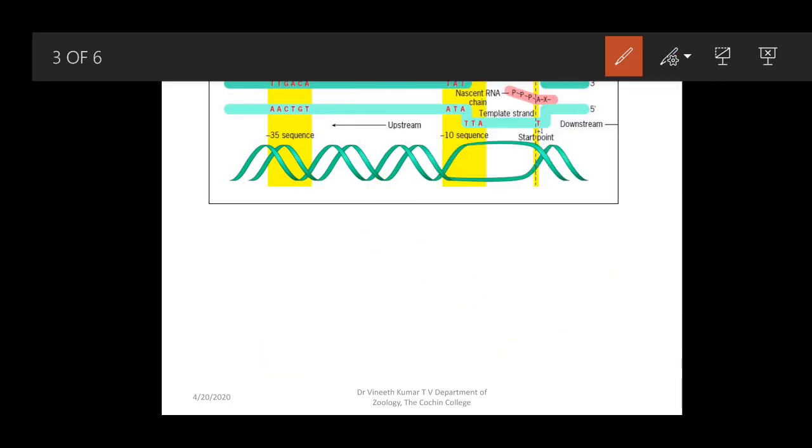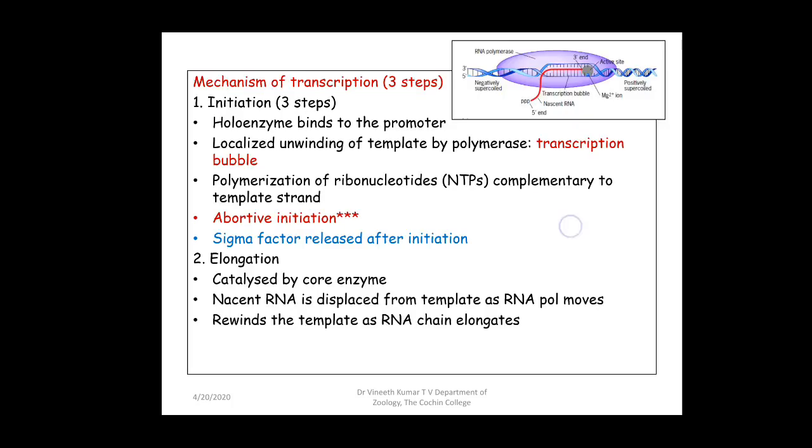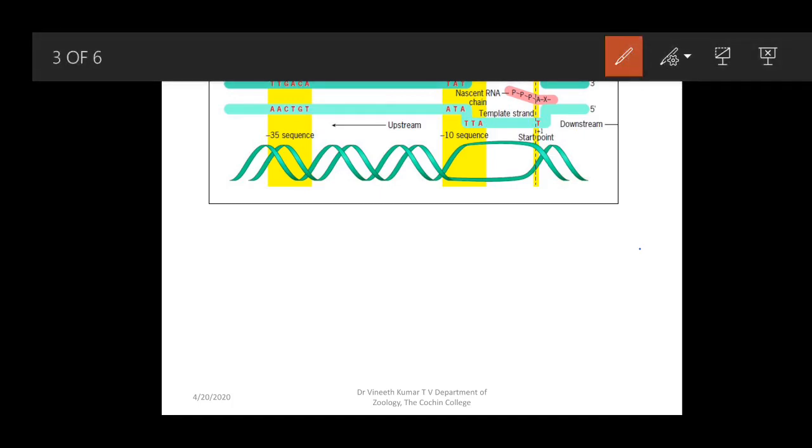Now coming to some other terminologies related to transcription. They are upstream and downstream sequences. Here in this diagram you can see a point which is called the start point. The start point is the particular nucleotide from which transcription is going to begin. We are going to define upstream and downstream with reference to this nucleotide from which transcription begins, which is called the start site or start point.